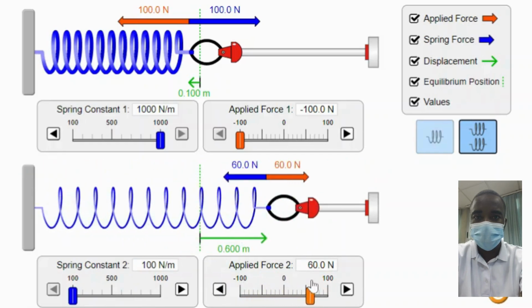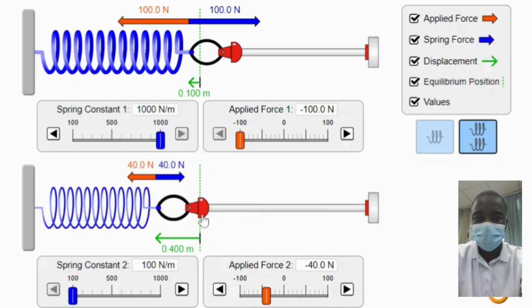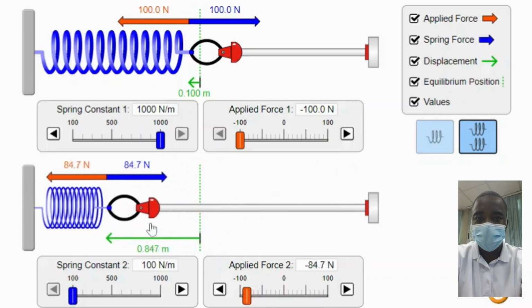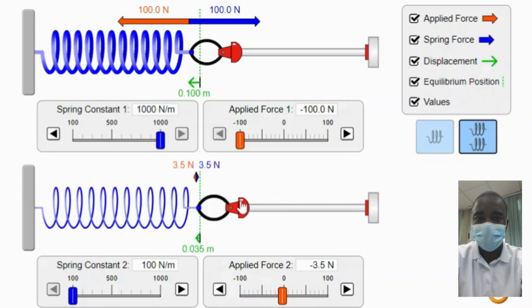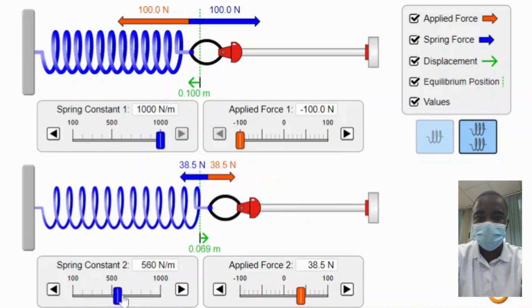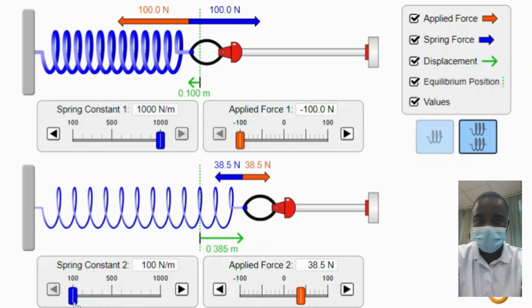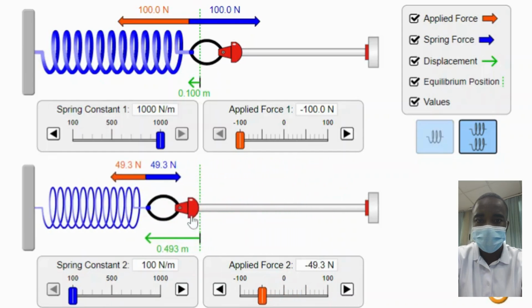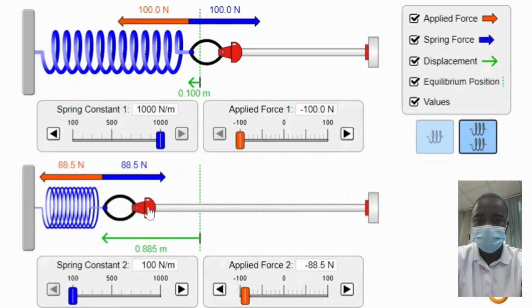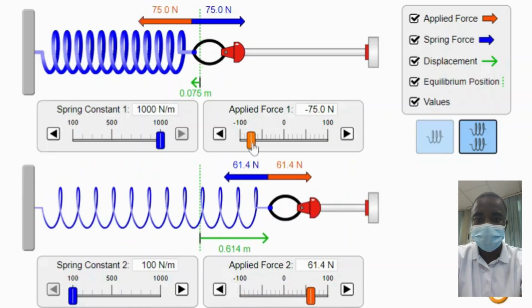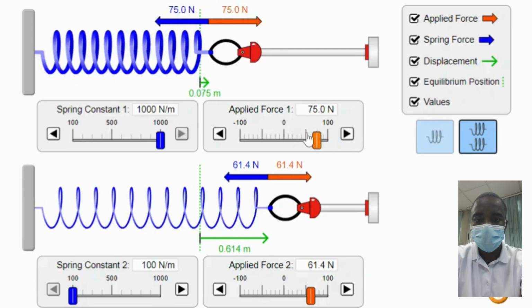The simulation focuses on the principles of Hooke's law, which states that the force exerted by a spring is directly proportional to its displacement from its equilibrium position. The simulation allows students to explore how these relationships change when two springs are connected in series or parallel, and how these changes affect the potential energy stored in the springs. Students can adjust the applied force to observe its effect on the spring system. The applied force causes the springs to stretch or compress, leading to a displacement from the equilibrium position.